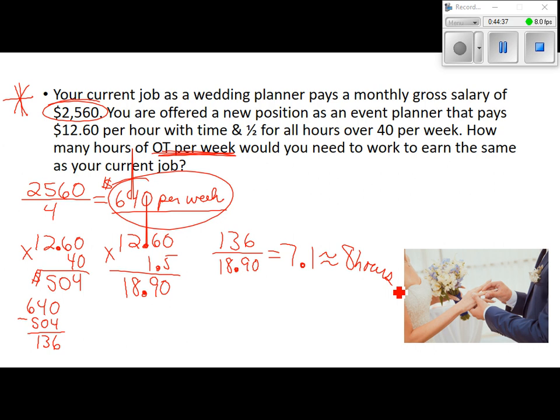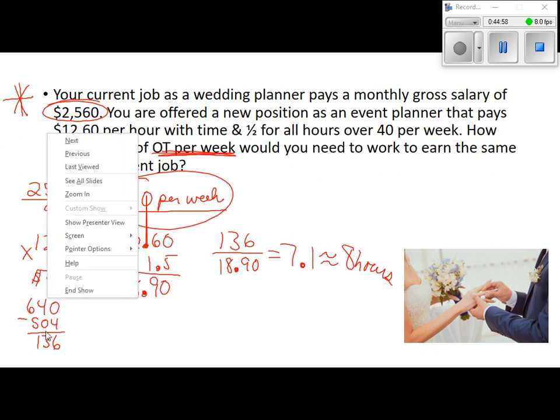You have to be able to decide, okay, how many hours am I working now for the $2,560 per month? If you're working 60 hours a week anyway, going to this new job might make sense, because now you're only working 48 hours, making the same money. It just depends on how many hours you're working right now on the salary.